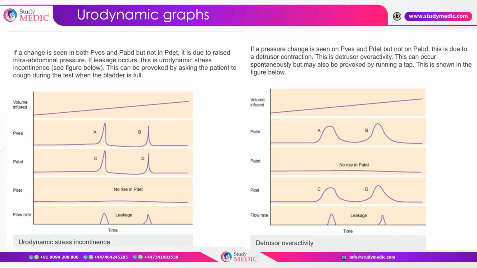If at some point in the graph you see that there is no increase in the detrusor pressure, but only the abdominal pressure is increasing and the vesical pressure is increasing, and without a detrusor contraction you are getting a leak, then it would be called mixed incontinence.